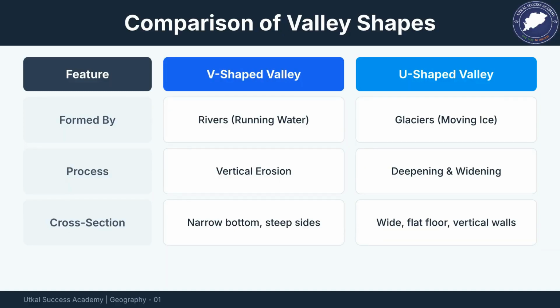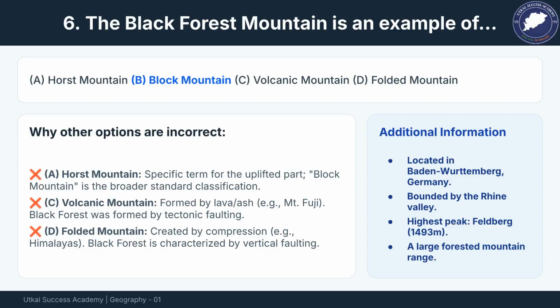Comparing the two valley types, V-shaped valleys are formed by vertical river erosion and are narrow at the bottom. U-shaped valleys are formed by glaciers, featuring wide, flat floors and steep vertical walls, a result of deepening and widening erosion. Let's move on to question 6. The Black Forest Mountain is an example of what type of mountain? The correct answer is B, block mountain.